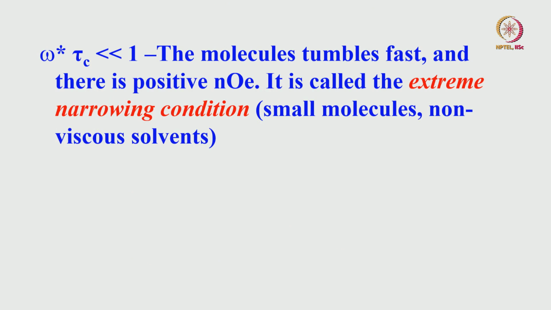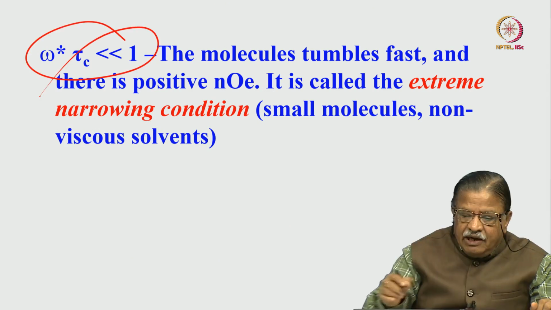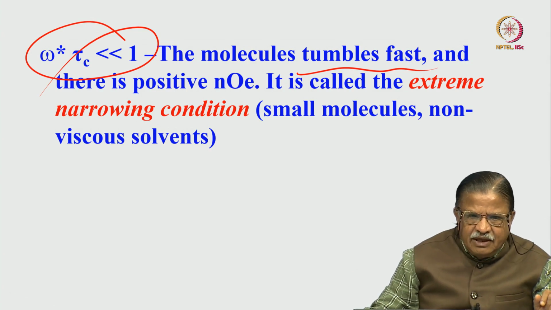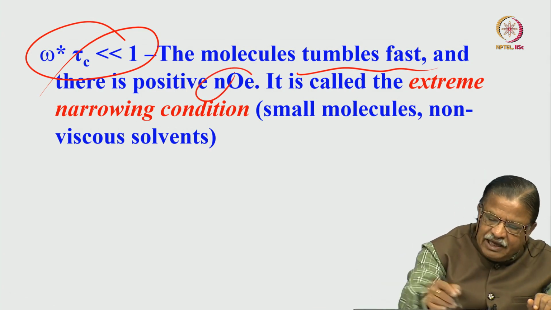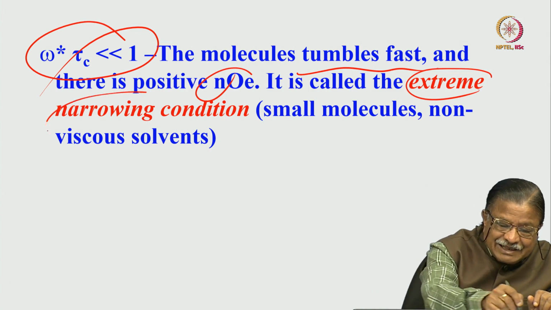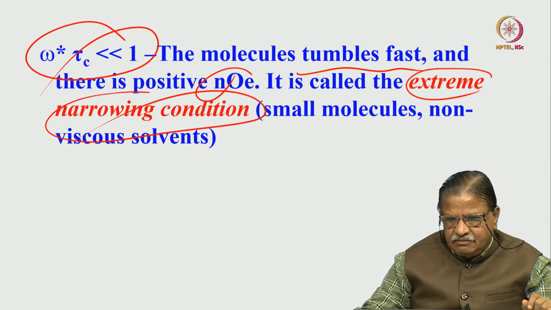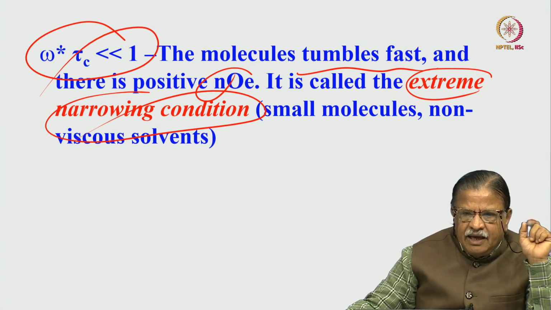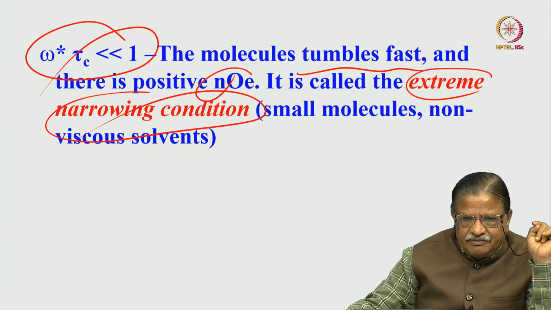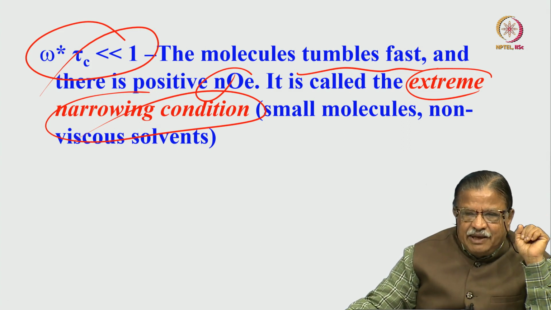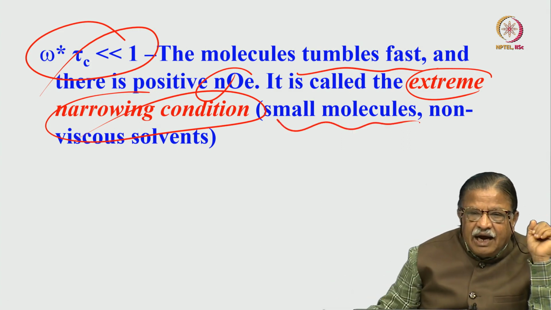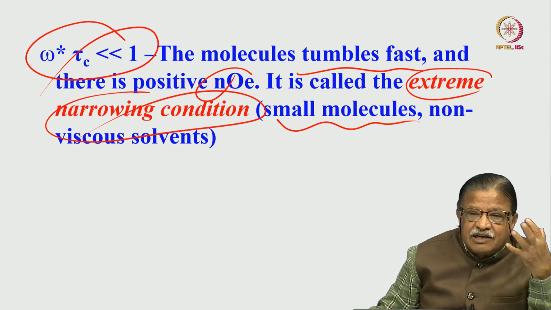Going more into the details of that, when omega tau c is very much less than 1, the molecules are tumbling very fast. That's what I said. And that gives a positive NOE. This condition is called extreme narrowing conditions. Omega tau c very much smaller than 1 is called extreme narrowing condition. You can experience this only for small molecules, that too in non-viscous solvents.